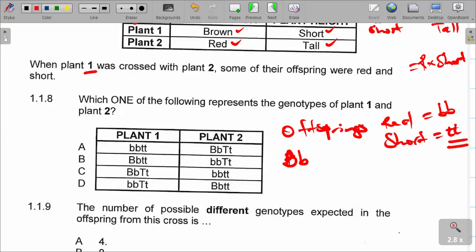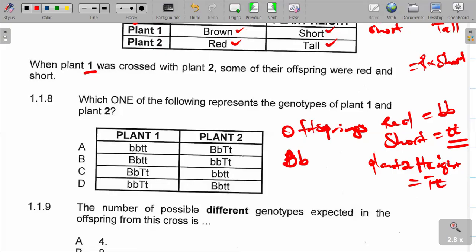So plant 2 is tall, dominant, so what is its genotype? The genotype of plant 2's height is going to be heterozygous Tt, because it is dominant tall.